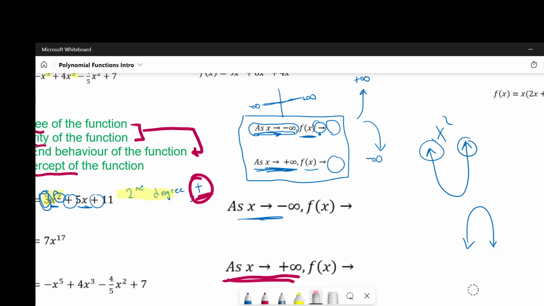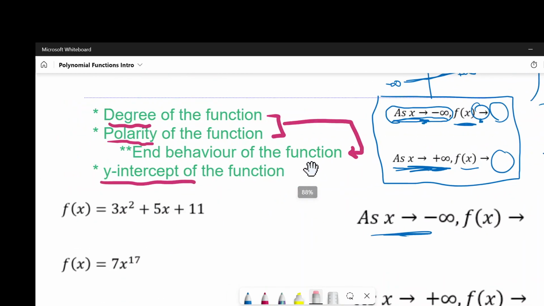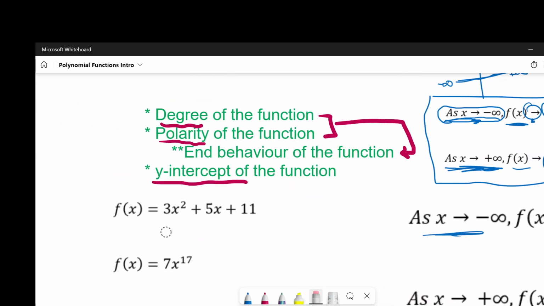Finally, you should also be able to find the y-intercept of the function. The y-intercept is really easy to find with a standard equation because a y-intercept is found when x equals 0. If I let x be 0, that's 0, that's 0, and I'm left with 11. I'm looking at the constant term, which is positive 11. So the y-intercept is (0, 11). Remember, the y-intercept's a point, so you always write it as a point.